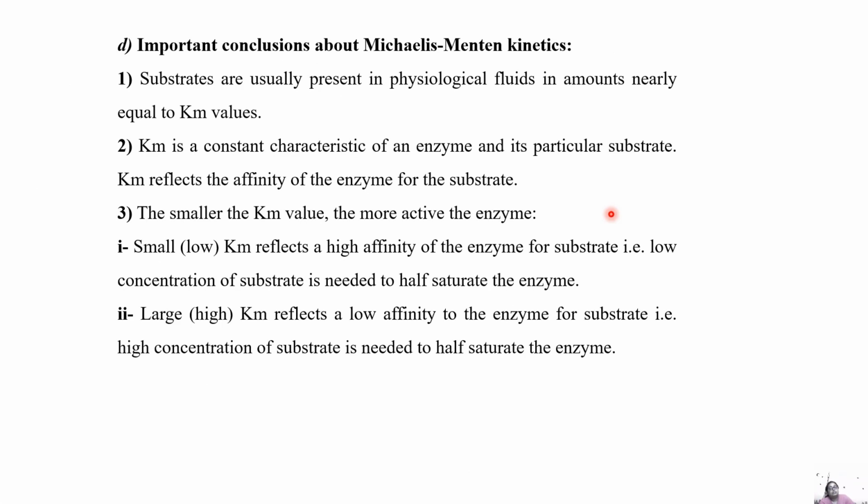Now, what are the important conclusions about Michaelis-Menten kinetics? Substrates are usually present in physiological fluids in amounts nearly equal to Km values. Km is a constant characteristic of an enzyme and its particular substrate, and Km reflects the affinity of the enzyme for the substrate. The smaller the Km value, the more active the enzyme. So, small or low Km reflects the high affinity of the enzyme for substrate, that is, low concentration of substrate is needed to half saturate the enzyme, and large or high Km reflects a low affinity of the enzyme for substrate, that is, high concentration of substrate is needed to half saturate the enzyme.